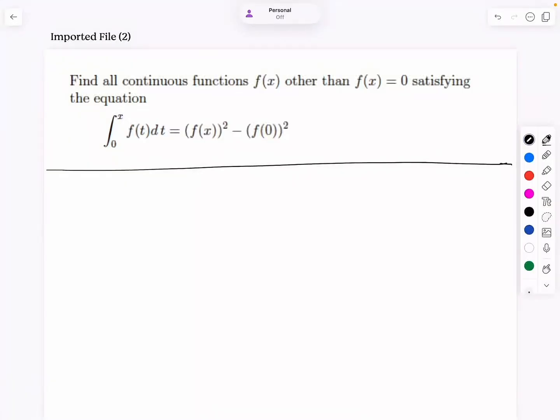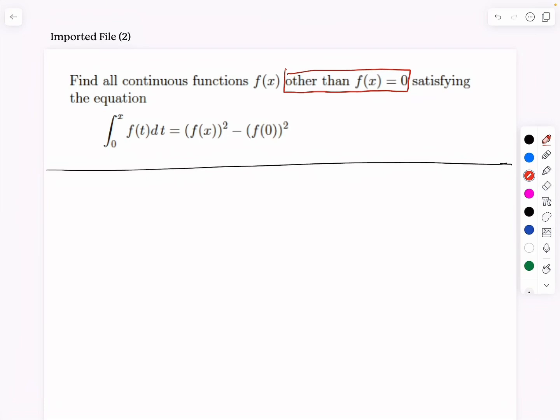Welcome to another video. In today's video, let's look at this interesting question. Find all continuous functions f of x, other than f of x equal to 0, satisfying the equation we have with that integral. We're looking for all continuous functions that satisfy that equation.